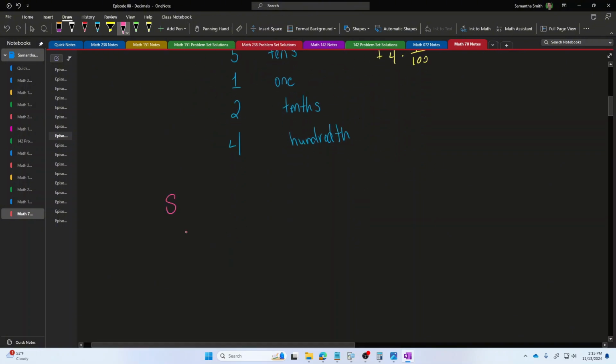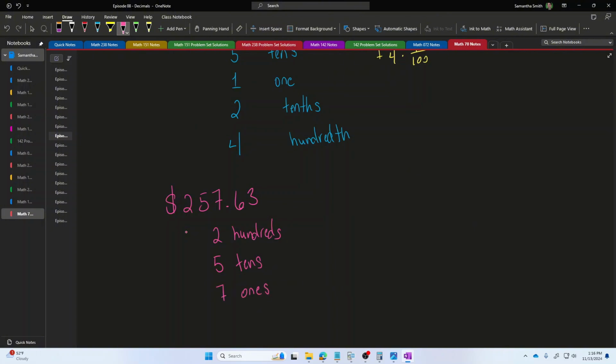So, for example, if I had the number 257.63 representing an amount of money, this would be 200s of dollars, as well as 5 tens of dollars, as well as 7 ones of dollars, as well as 6 tenths of a dollar, in other words, dimes, if you remember actual coins from when we used to use coins, as well as 3/100ths of a dollar, which are represented using the coin called a penny.